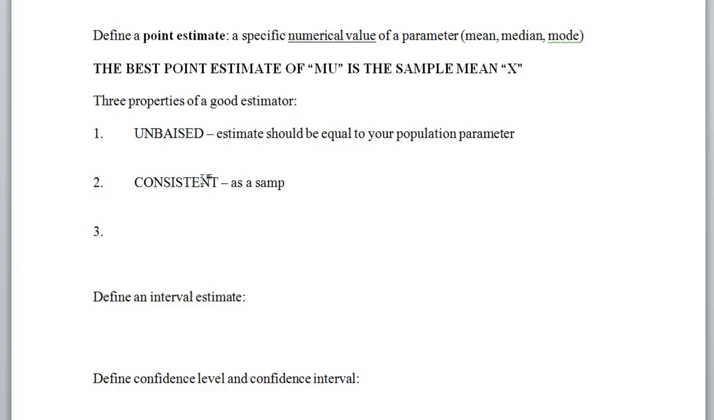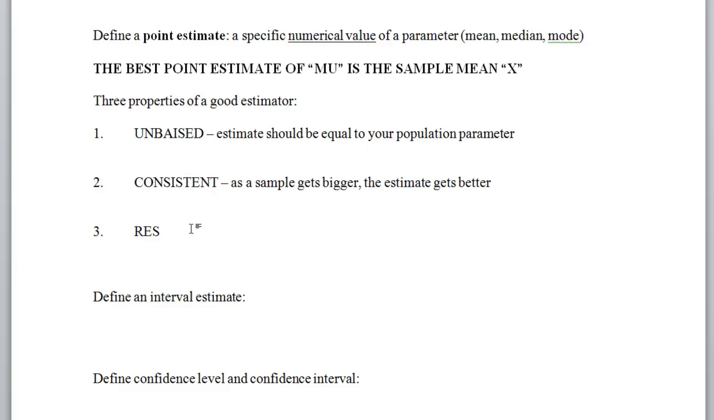As a sample gets bigger, the estimate gets more accurate, or gets better. So if you've got 30 pieces of data, and you find yourself getting to 60 pieces of data and your estimate's getting worse, then it's not very consistent. So you definitely want to have your data get better as you collect your data.